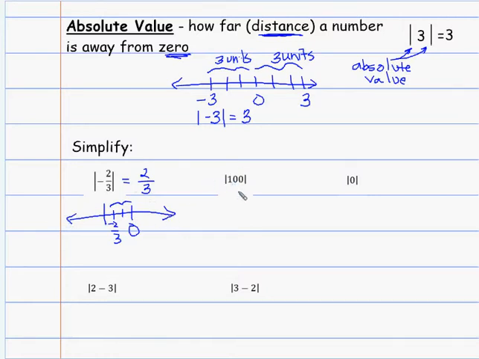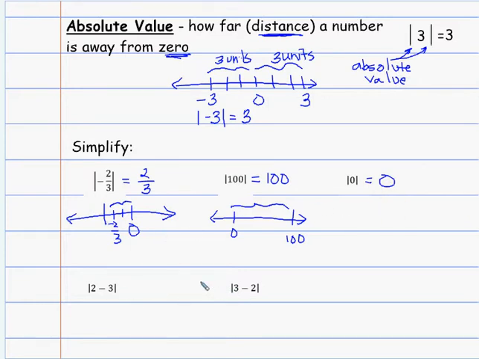What about the absolute value of 100? Well, there again, if I put a 0 here and I put a 100 here, how far away from 0 is the number 100? It is 100 units away from 0. How about the absolute value of 0? How far away from 0 is 0? Well, it's nowhere. It's right there. So the absolute value of 0 is 0. And this is the only time that you will have one answer.